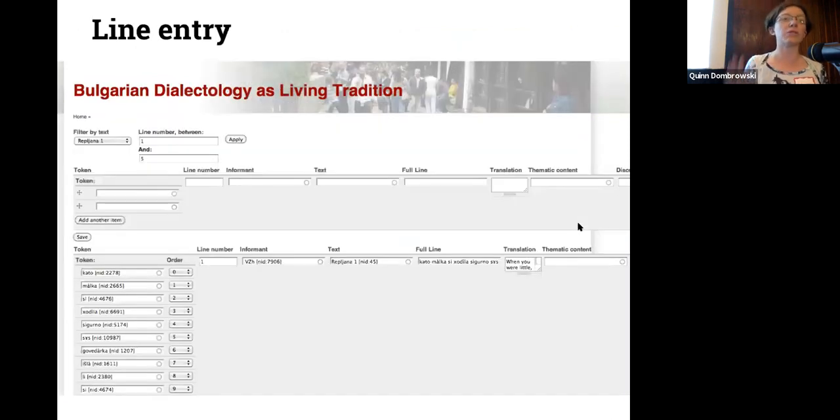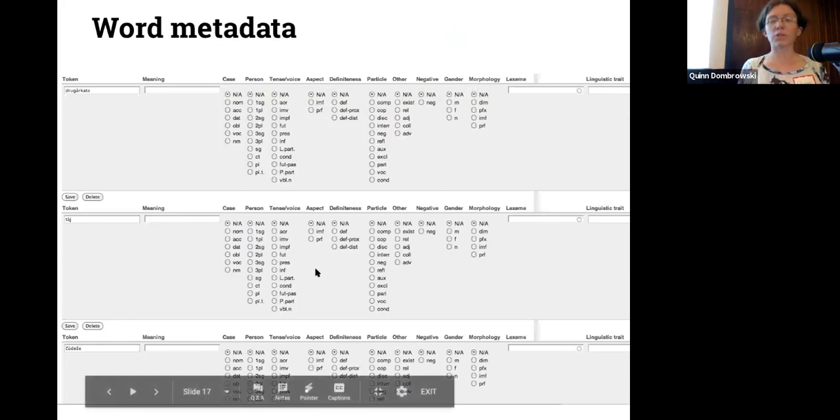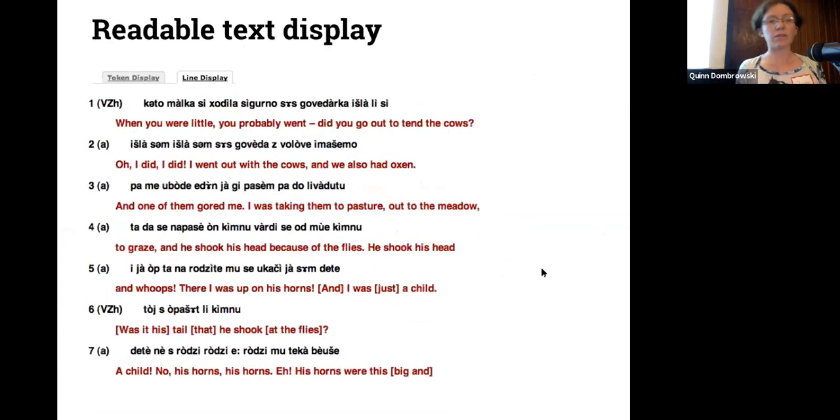Here's what their line entry interface looked like. So people were able to, it was mostly students, and for that matter, students who couldn't read Bulgarian for the most part, but they were nonetheless able to, one by one, put in these words and then add the metadata about each word just through an easy point and click interface. And then here's the text display with linguistic metadata that more or less recreates the print version they were trying to create. And there's a readable text display.